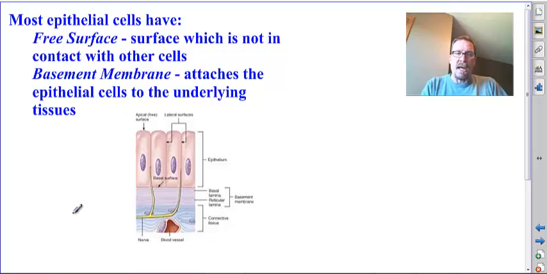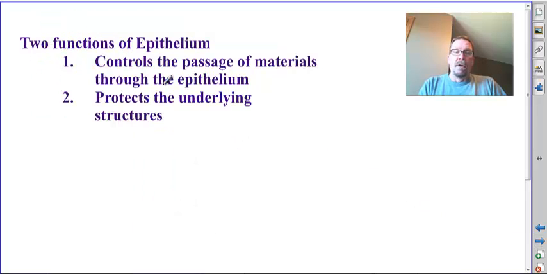Most epithelial cells have a basement membrane, which they are connected to, that connects them to the tissue below, and generally that is connective tissue, as we'll talk about in that tutorial. And then they have a free surface or an apical surface on the top. And here's the function. They're both kind of protective, but you can control the passage of what gets in and out. And also it's a covering. It's a membranous covering. We talked about serous membranes and the fluid in between and stuff, but it's a protective layer.